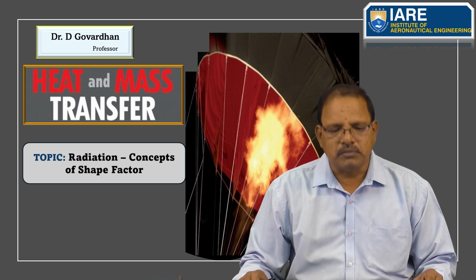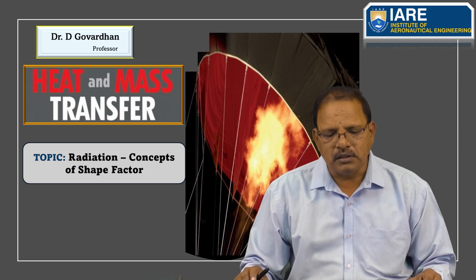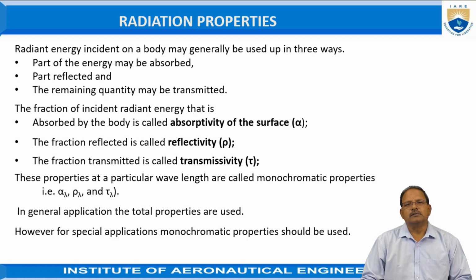Today, I am discussing radiation, the concept of shape factor in heat transfer. When heat is incident on any object, the entire heat energy is not absorbed by the body. If it is absorbed, the type of body is called a black body, but generally in nature such bodies do not exist. For a black body, the entire energy that is absorbed is again emitted by it. That is, absorbed energy is equal to emitted energy.